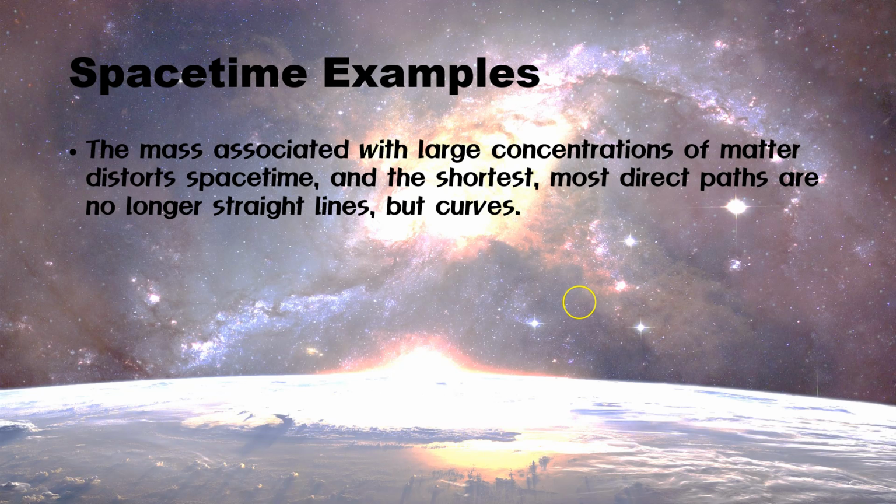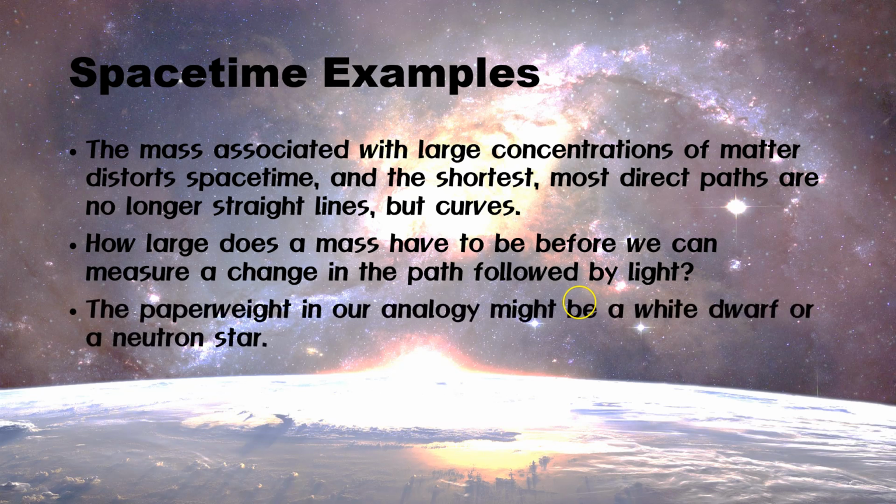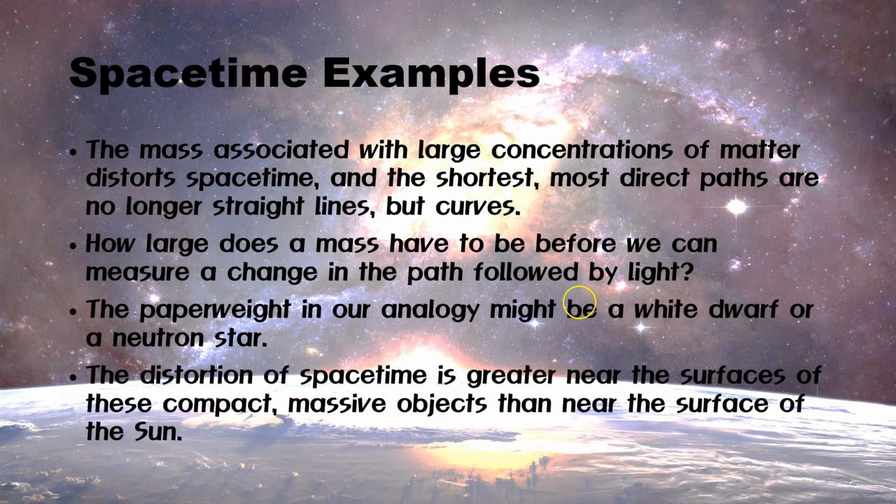Now the mass associated with the largest concentrations of matter distorts space-time, and the shortest, most direct paths are no longer straight lines, but instead we find them to be curves. Now how large does the mass have to be before we can measure a change in the path followed by light? Well, the paperweight in our analogy might be something like a white dwarf, or even a neutron star, something that is very dense. The distortion of space-time is always going to be greater near the surfaces of these compact, massive objects than near the surface of something such as our sun. And we know the sun is pretty massive, and it also distorts space-time, but it doesn't have the same compaction that you would see in something like a neutron star.